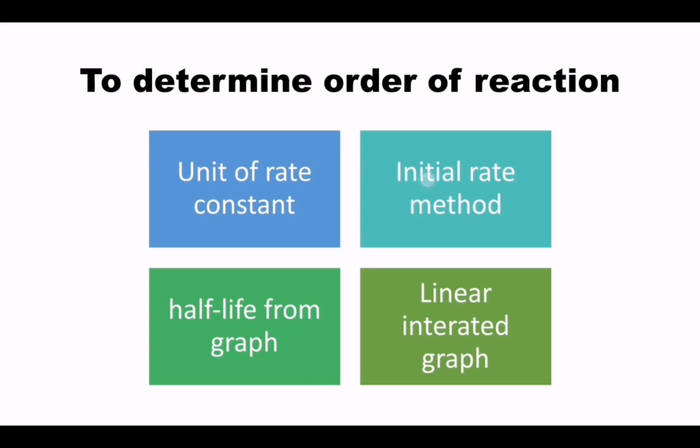The next one is using the initial rate method. Usually we will be given a set of data. From that set of data, we can determine the order of that reactant before we write the rate law. For this one, we usually only need to determine the order, and it does not involve the integrated rate equation. The other two involve graphs. Usually for these questions we have to plot a graph. From the graph we determine the order of that reactant, either from half-life or from the linear integrated graph.